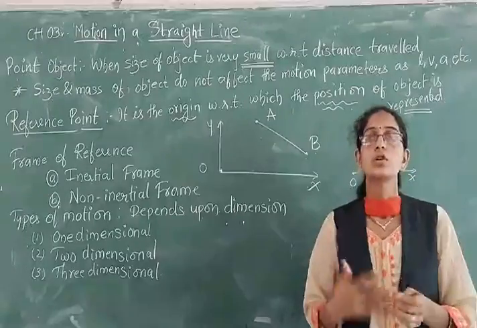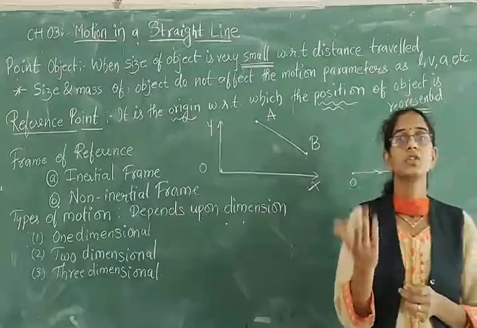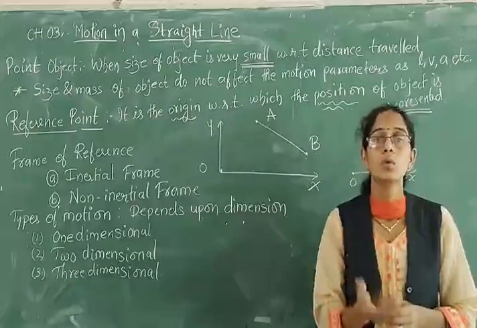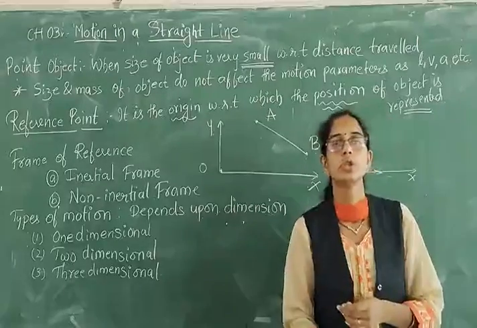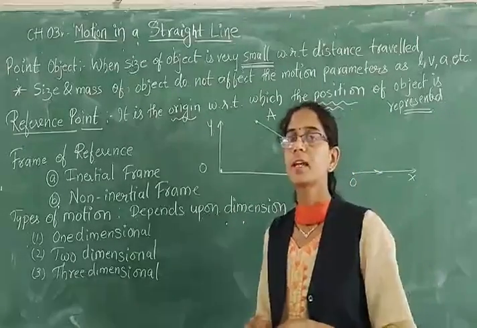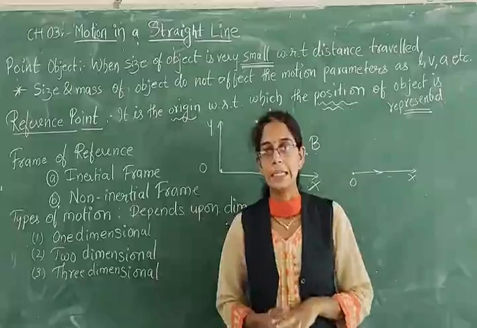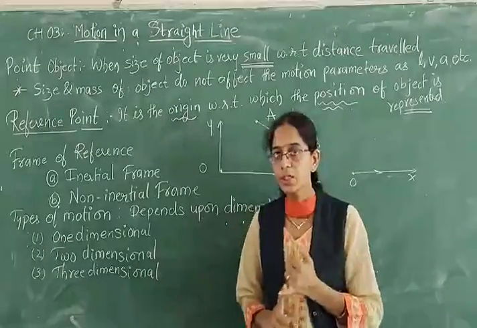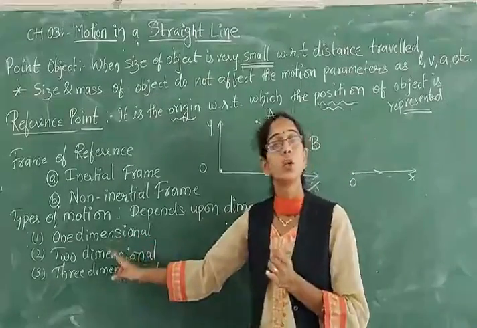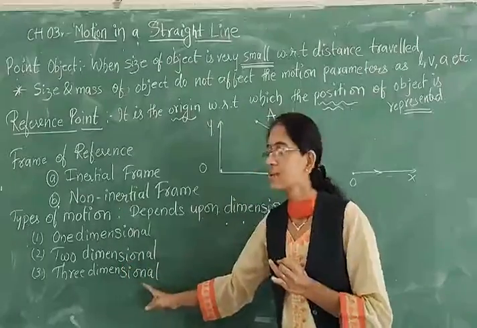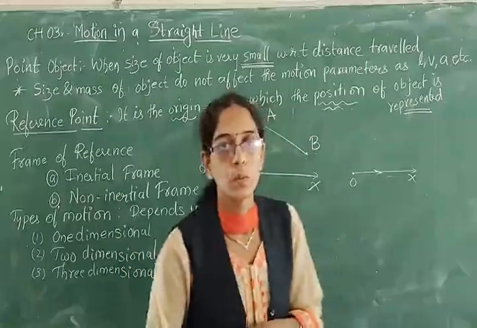Now I have explained to you about the motion in a plane, in a straight line or in a space. So depending upon what dimension it moves, the object will show the motion. We have classified the motion into three types. One is one-dimensional motion, then two-dimensional, and the next is three-dimensional motion.